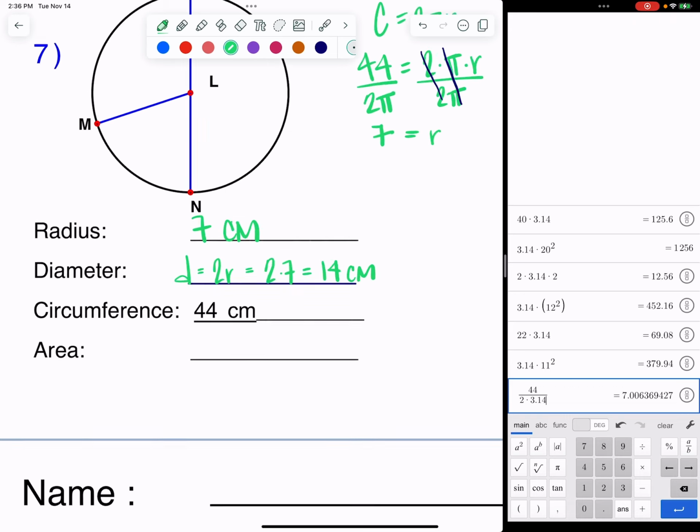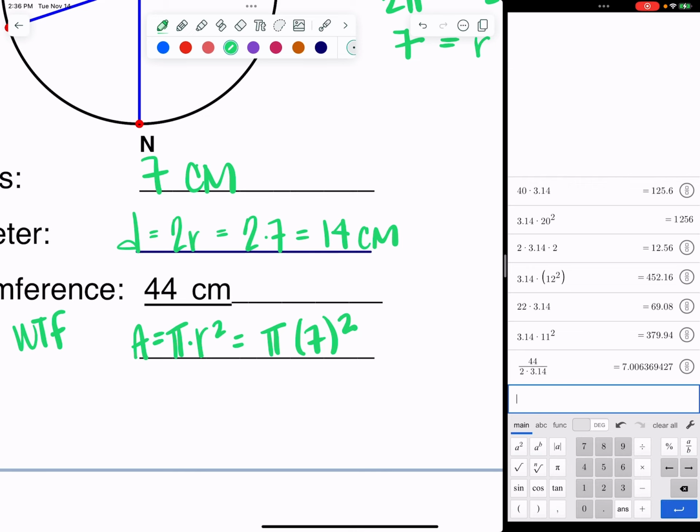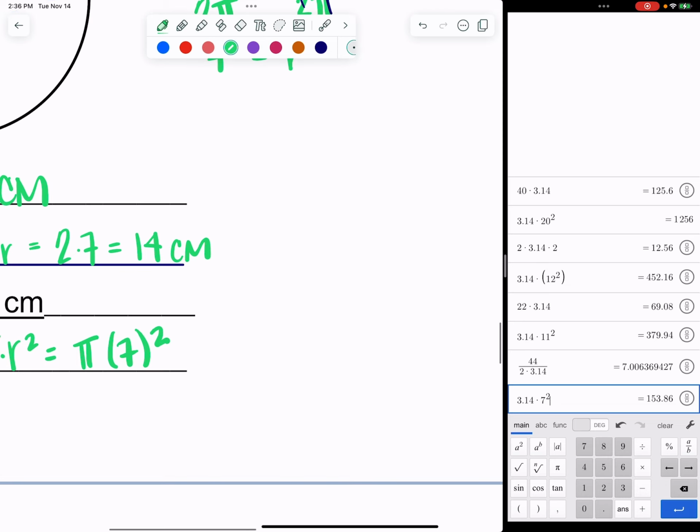And now we need to go and find the area. We're going to write the formula. So we need pi times the radius squared. So that's pi times 7 squared. And I go over to Desmos, and I type in 3.14 times 7 squared. So I have an area of 153.86 square centimeters.